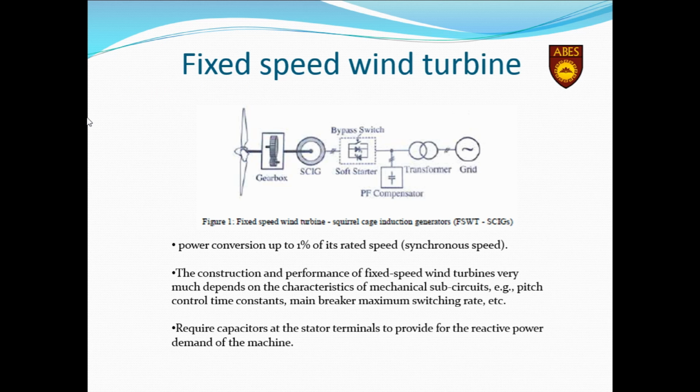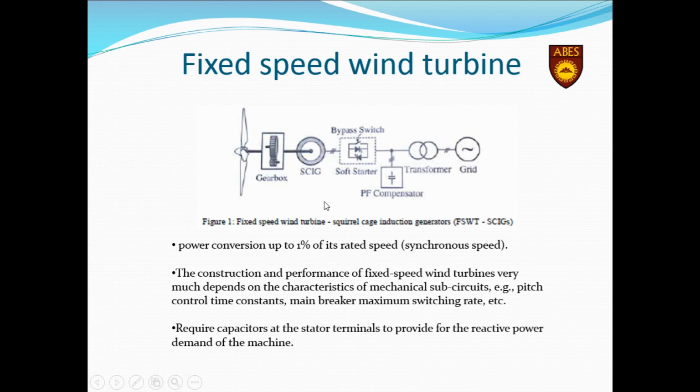First is fixed speed wind turbine. In this fixed speed wind turbine, we can see that this is the wind aerodynamics connected to the gearbox, and gearbox is connected to squirrel cage induction generator. Now the electrical power generated by the squirrel cage induction generator is being transferred to the grid by using soft starters and power factor compensation and transformer. These are the components which control the power and put the power in that particular format which is needed by the grid.